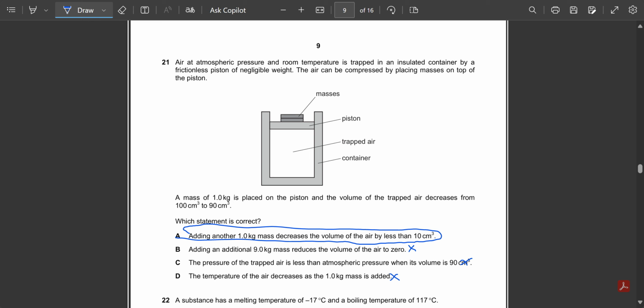So the only thing is adding another 1 kg will decrease the volume of air by less than 10. This ratio will not continue. Once you add more mass, the pressure inside will start to increase, so it will not decrease by the same volume. The volume will decrease less.